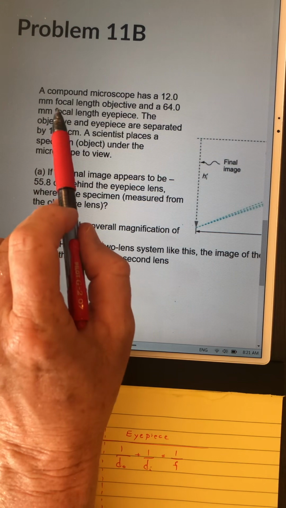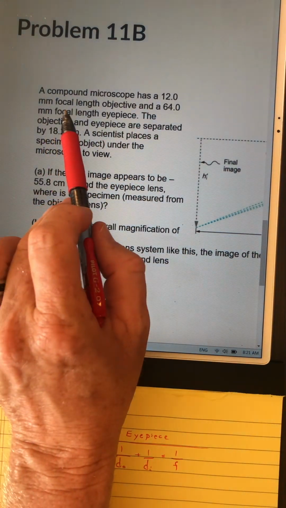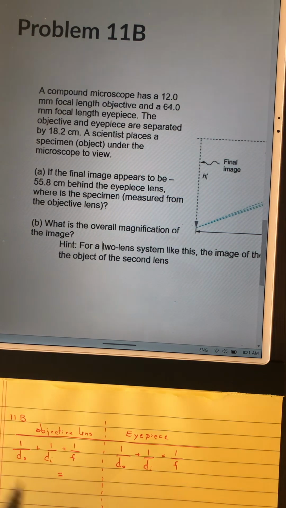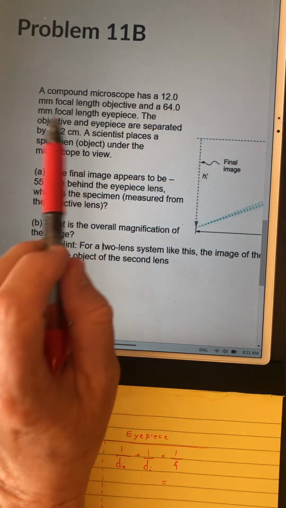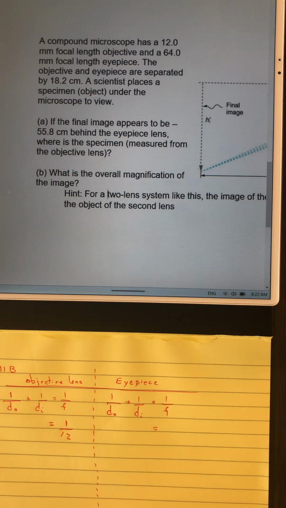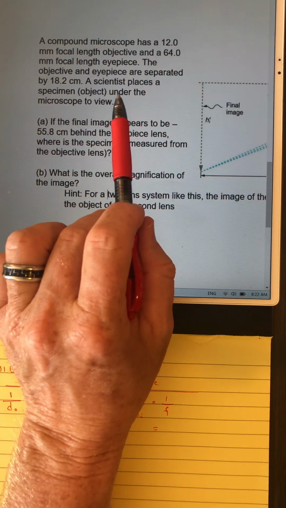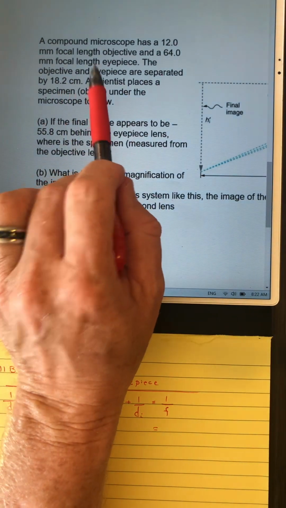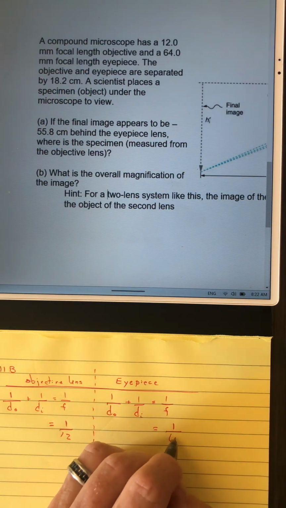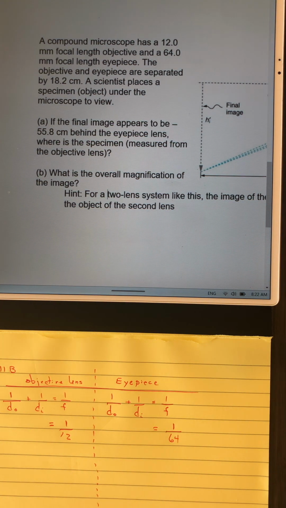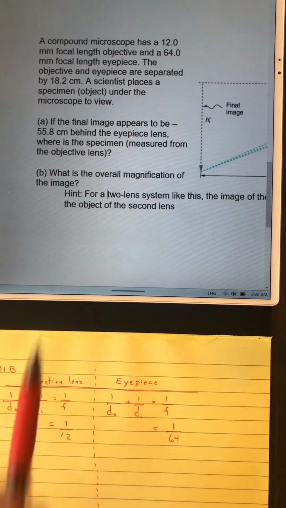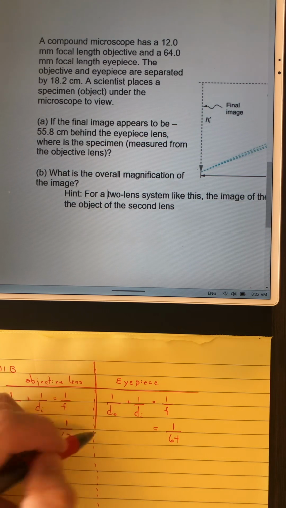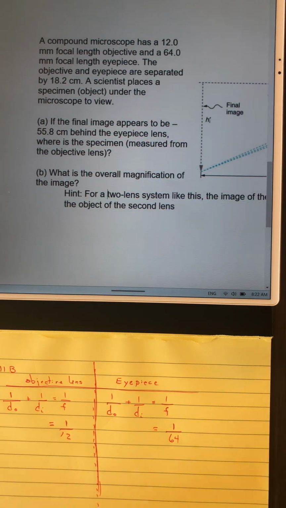All right, so right here, the compound microscope has a 12 millimeter focal objective piece. So this would be 1/12 right there. And then over here, the eyepiece has a 64 millimeter focal length. Okay. So that's the information they give me, using, of course, the hint of doing this equation twice. I may just make that a solid line.